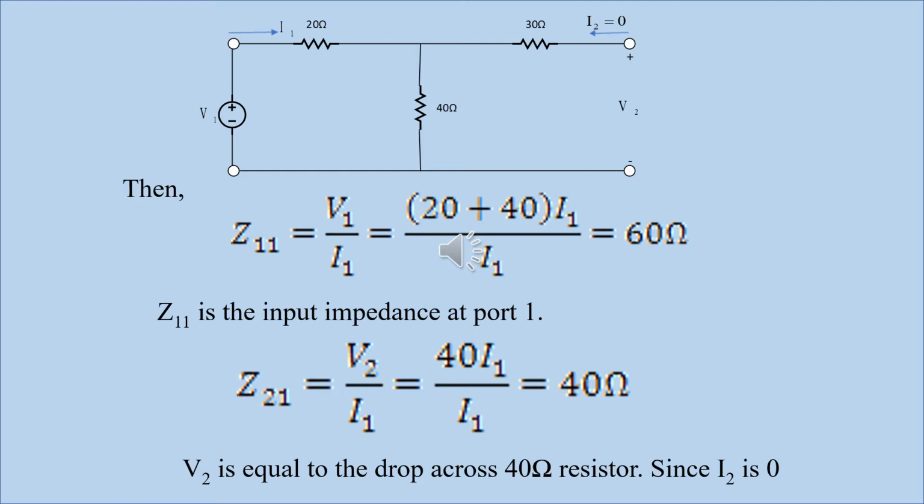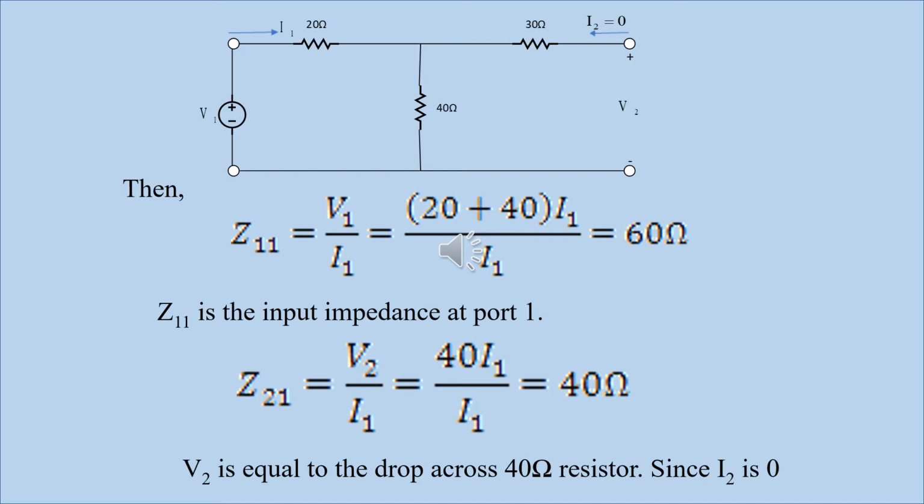Voltage is calculated from Ohm's law, which is I multiplied by R. The effective resistance in this diagram is 20 in series with 40 ohms, that is 20 plus 40 ohms multiplied by our current I. Remember that the 30 ohm is no longer effective, because the other leg is disconnected from the circuit, and that's why 30 ohm is not used. So our Z11 will be 60 I1 over I1, that gives us 60 ohms.